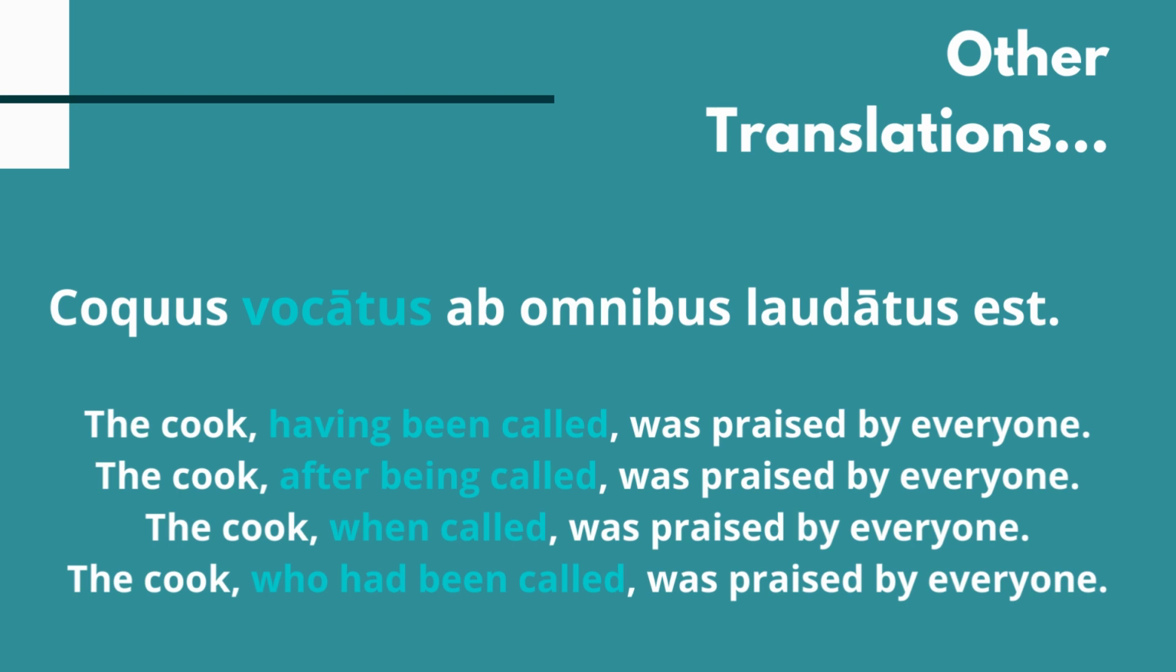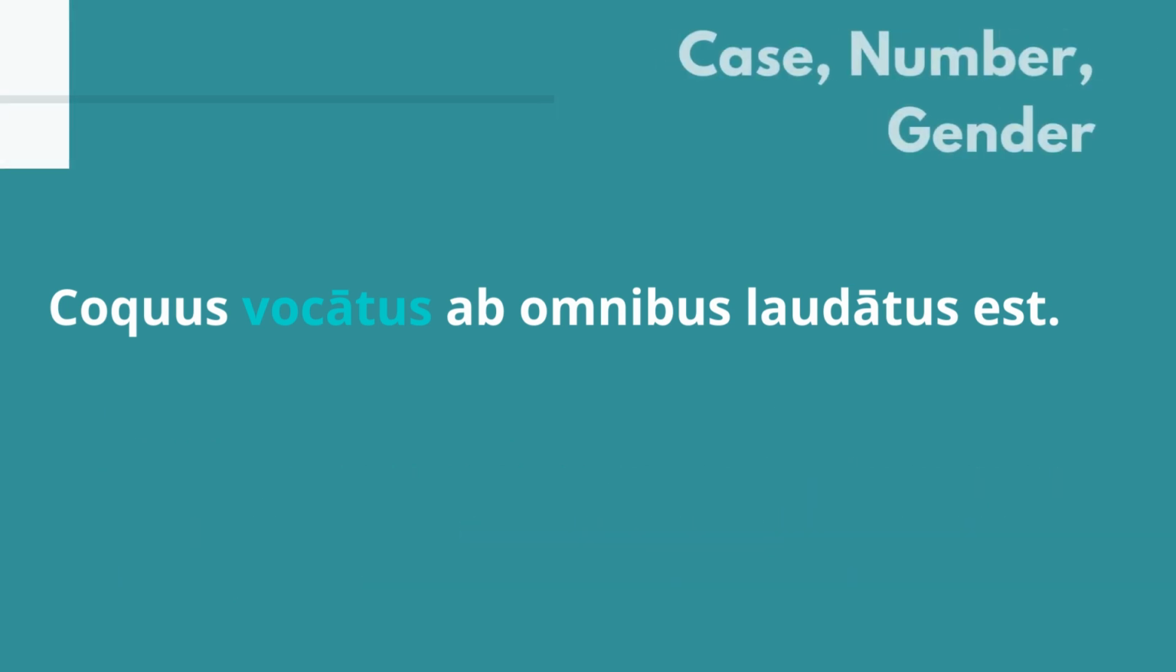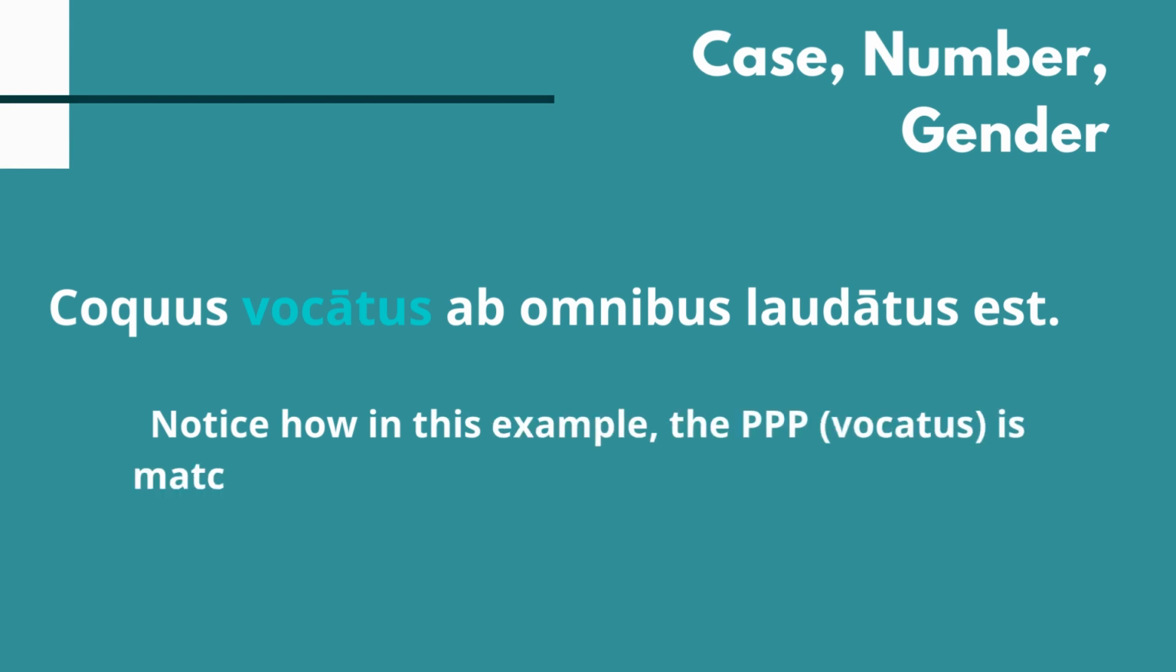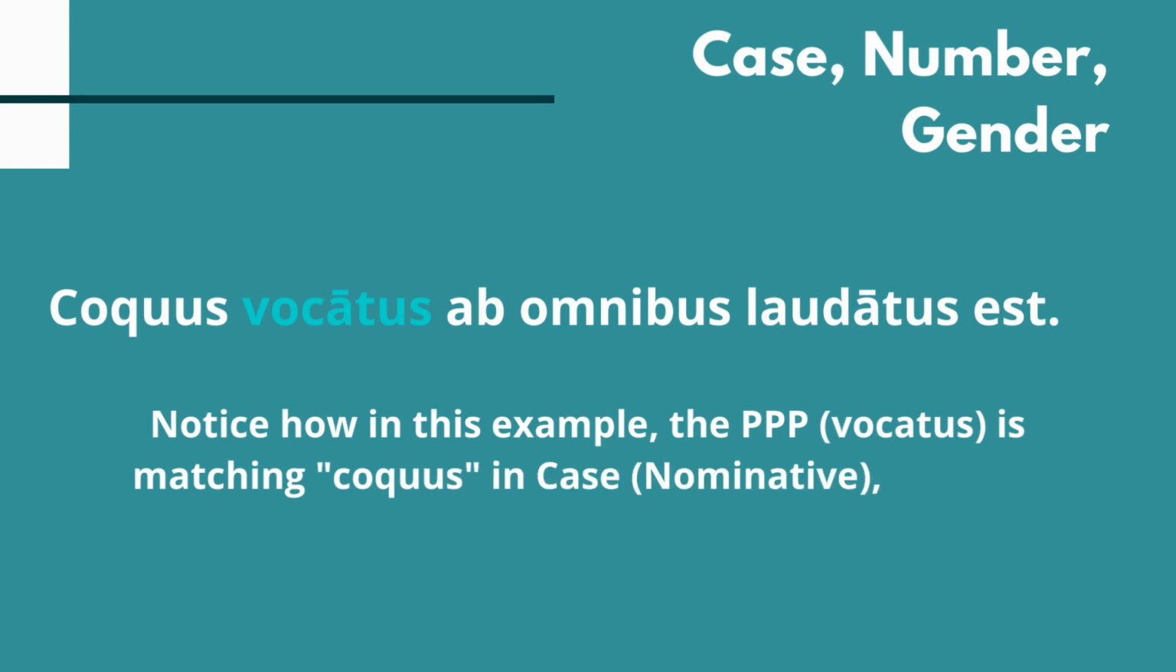Remember, it's not the cook calling someone. The cook is being called. So just keep that passive element and you'll be okay. The other thing to think about, I told you, is case, number, and gender. Right? And you want to notice here, the PPP, vocatus, is matching coquus, the cook, in case, number, and gender. They're both nominative, singular, and masculine.